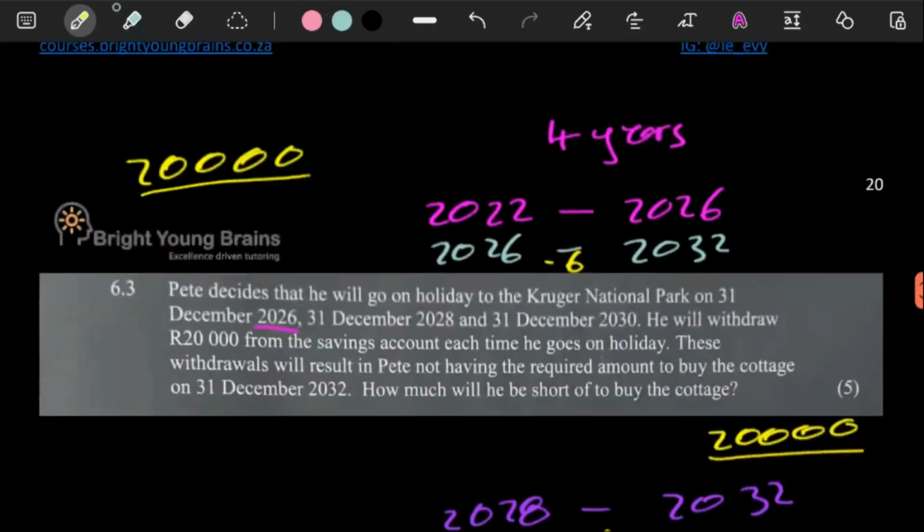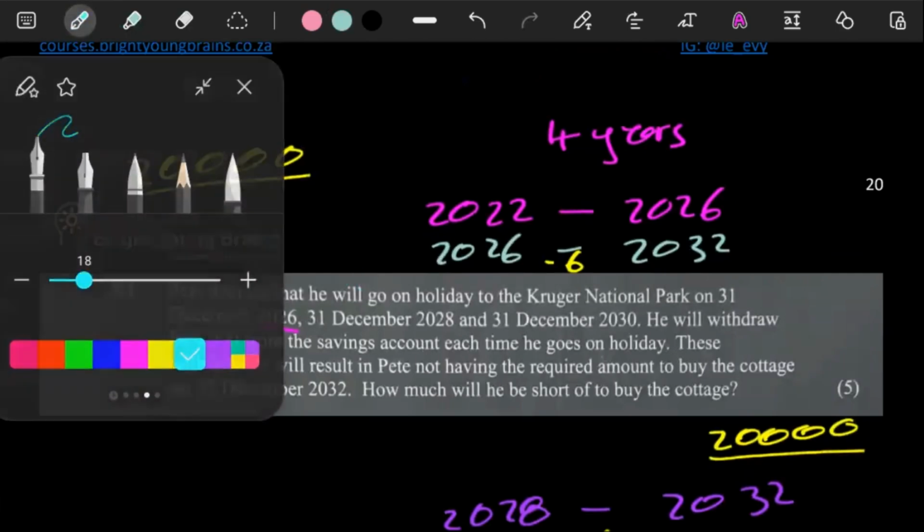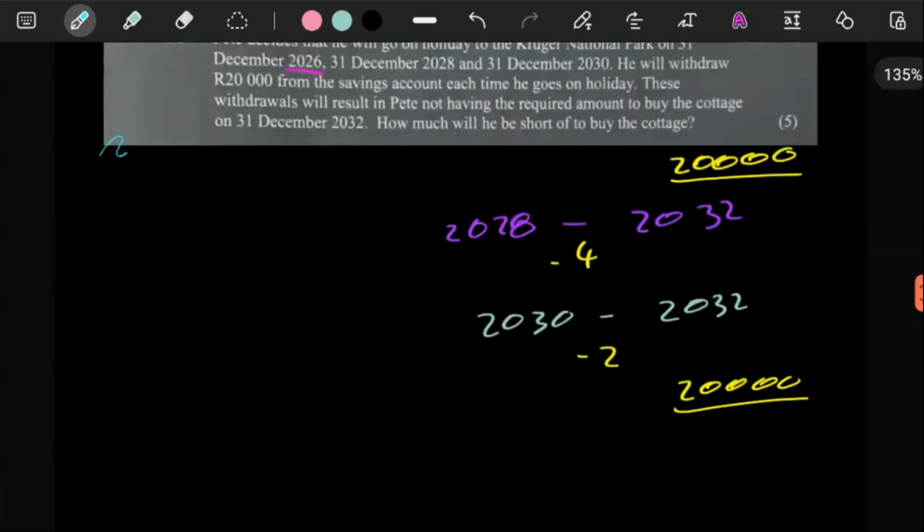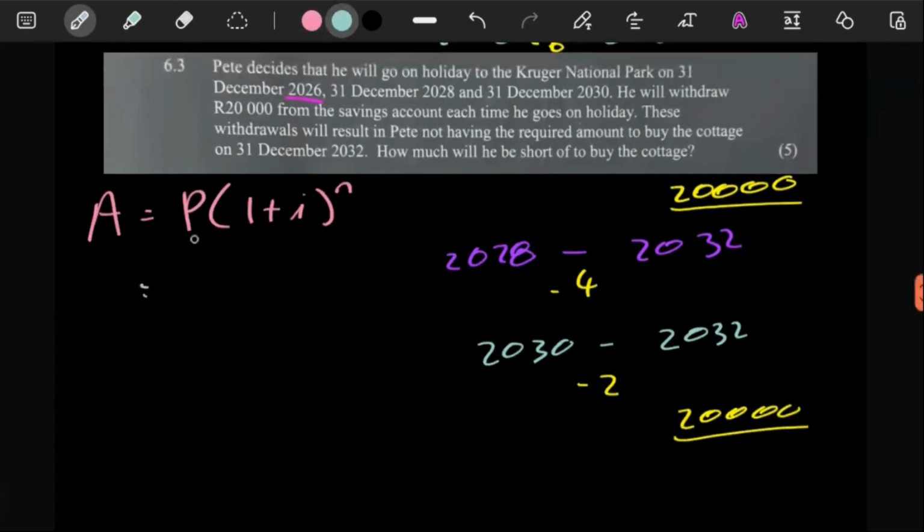So what you need to do is take into account all this money that he has forfeited. So the first 20,000, right? It would have gained interest for 6 years. So what we need to think to ourselves is the compound interest formula: A is equal to P times (1 plus i) to the power of n. What we do know is P is 20,000. It would have gained interest for 6 years at 13% per annum compounded monthly. So this is 13% per annum compounded monthly, 6 times 12.